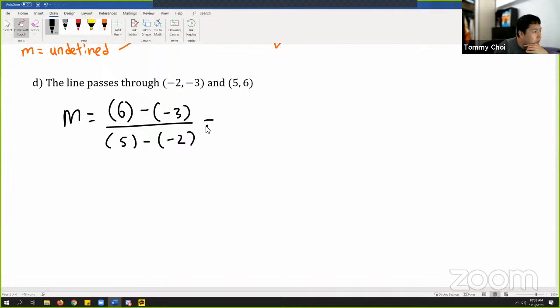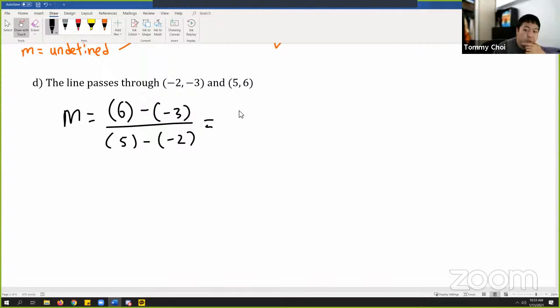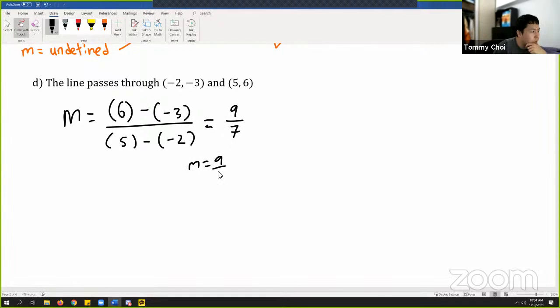In doing so, I know the answer. All right, what is it, James? It is 9 and 7. 9 over 7. Perfect, 9 over 7. So that's going to be the slope that we are using.